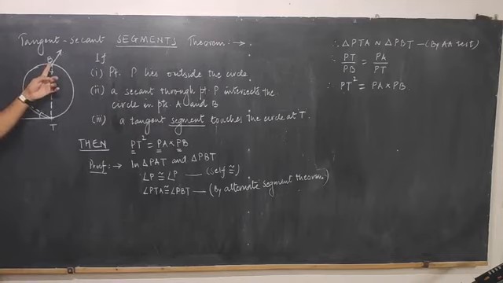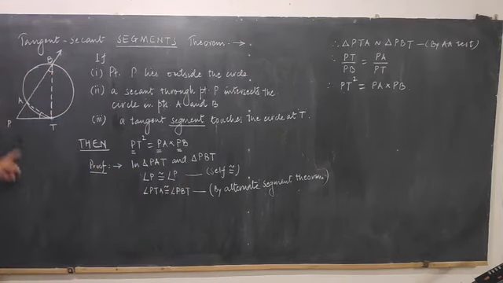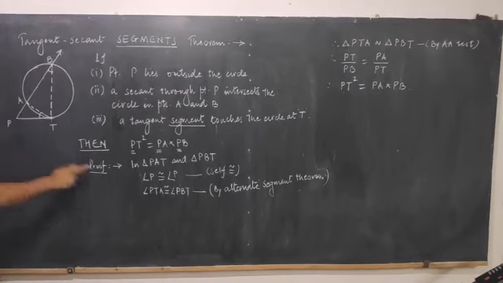To understand the proof, we have done two constructions. Segment AT and segment BT are drawn. We get three triangles, but we are going to use the triangle PAT and PBT. PAT, this smaller triangle, and triangle PBT. In these two triangles, angle P is a common angle. So angle P is congruent to angle P.